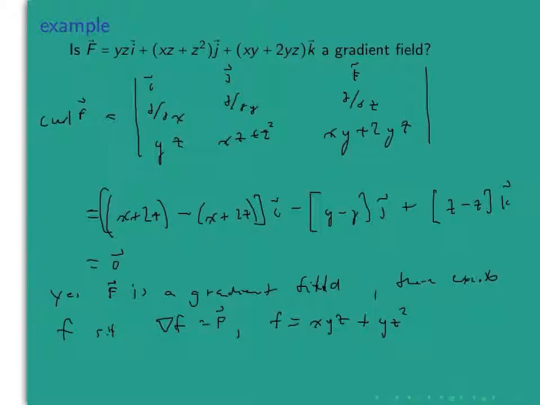So then I should just check. If I take the derivative of this with respect to x, I'll get yz. If I take the derivative of this with respect to y, I'll get xz plus z squared. And if I take the derivative of this very same function with respect to z, I get xy plus 2yz. So there, in fact, is the scalar potential function for this vector field, and then I can use that to evaluate line integrals.